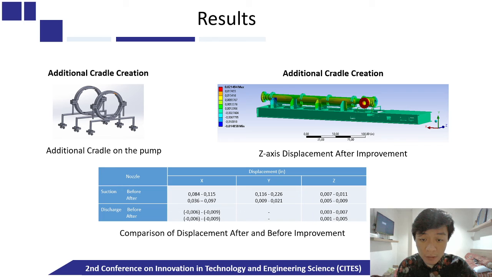After the improvement of the horizontal pumping system by adding a cradle on the side of the pump associated with the suction nozzle, the results are shown in the following figure. The results of the comparison of change in the amount of displacement can be seen in the following table. Displacement changes occur because the displacement force is held by the cradle, so the displacement on the pump can be minimized. In the following table, you can see the before and after amount of displacement.